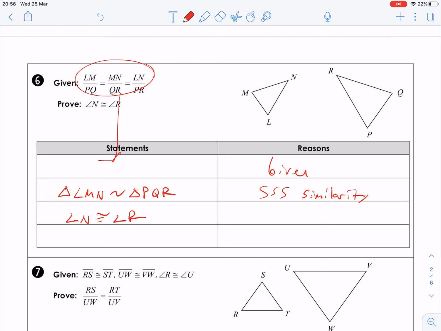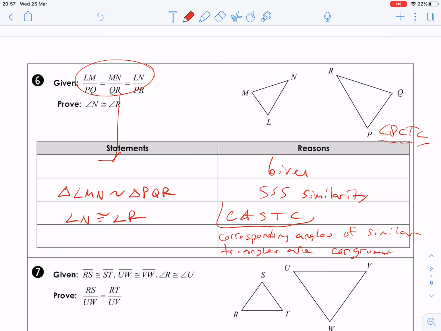So we used to say CPCTC when the triangles were congruent. Now we say CASTC, which means corresponding angles of similar triangles are congruent. It used to be corresponding parts of congruent triangles are congruent. Now it's corresponding angles of similar triangles are congruent. CASTC. Okay, that's another one you've got to know.